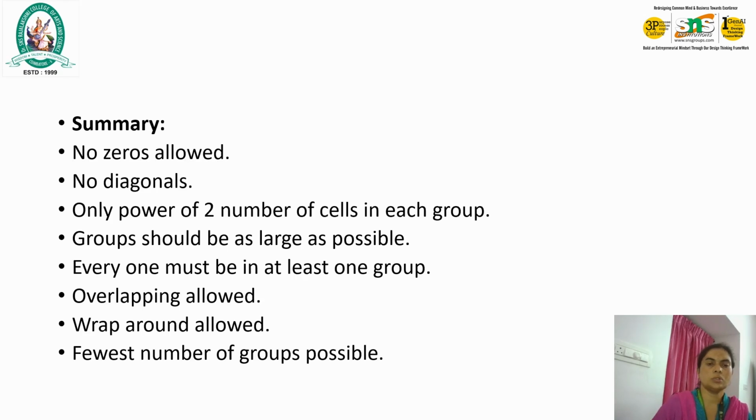So no zeros are allowed, there should be no diagonal grouping, and only power-of-2 numbers of cells in each group have to be grouped. We have to check for the maximum of 6, maximum of 4. Grouping should be as large as possible, as discussed, every one must be in at least one group, and overlapping is allowed. Wrapping around 4 corners is also allowed, and a smaller number of groupings is possible if there is no possibility of 4, 6 or 8. So thank you.